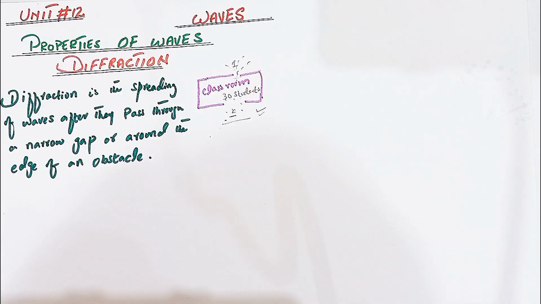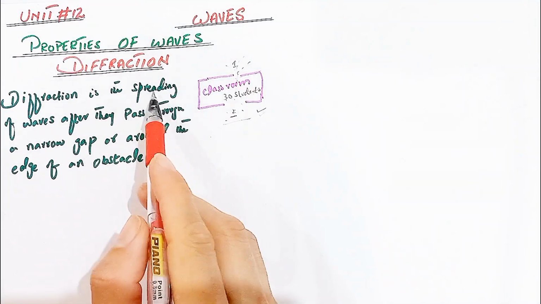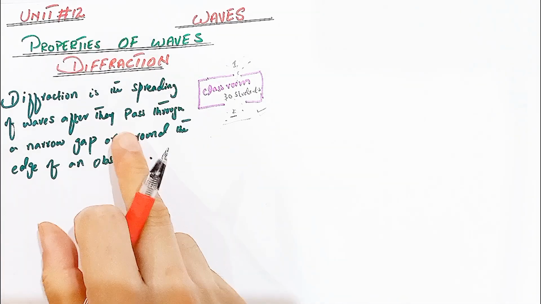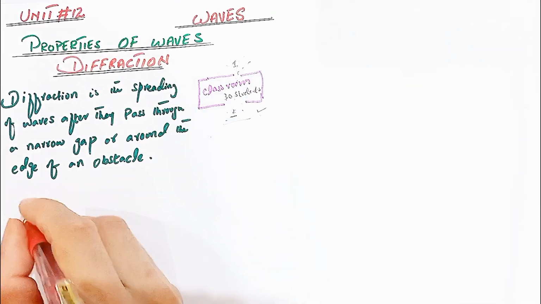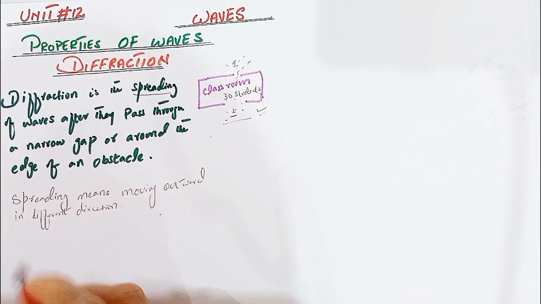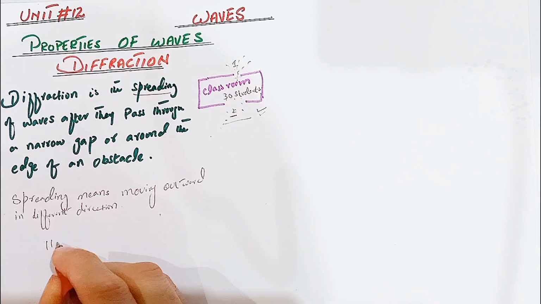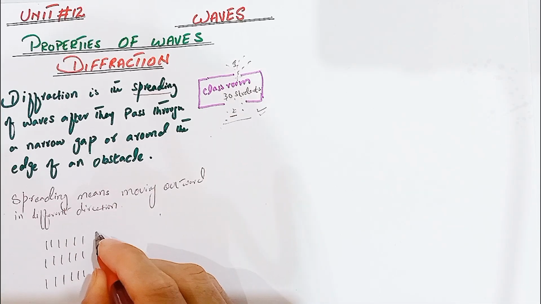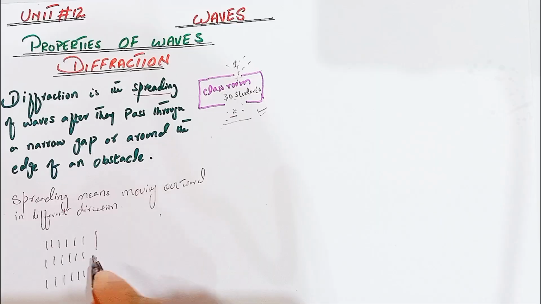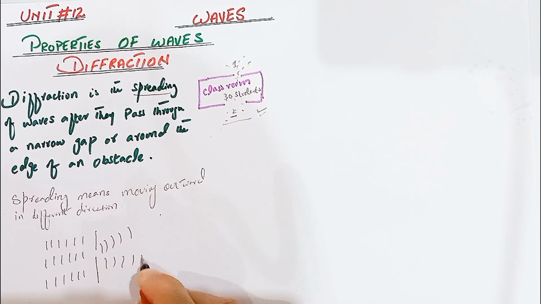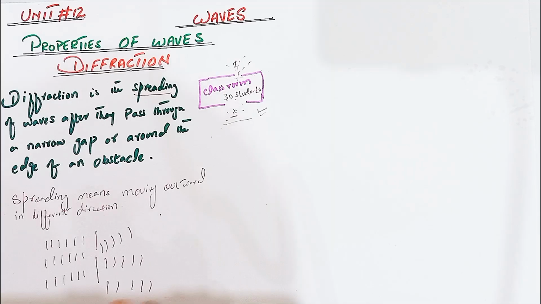There are three important words in this definition. The first word is spreading. What does spreading mean? Spreading means moving outward in different directions. Here we draw the waves. Let's suppose these are waves, and after passing through a narrow gap or obstacle, they spread out in different directions. This spreading out in different directions is called diffraction.